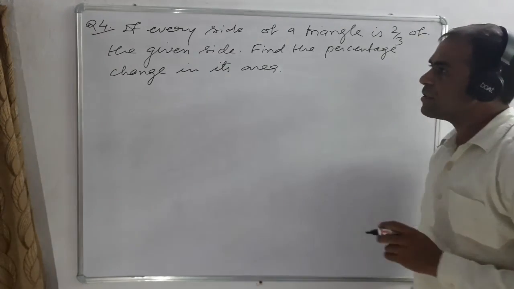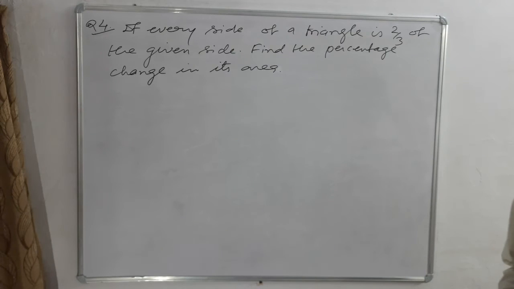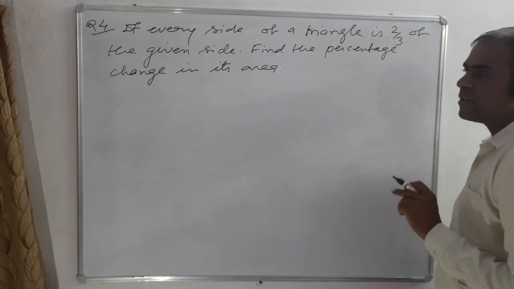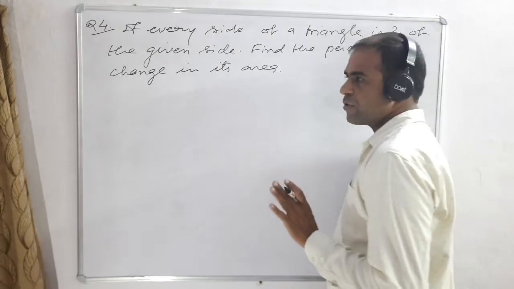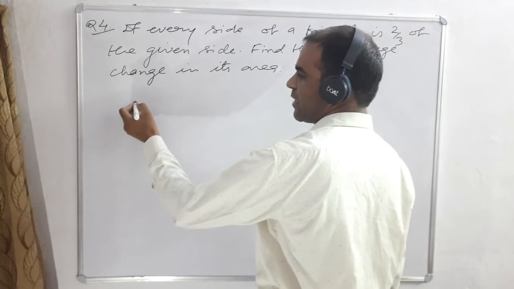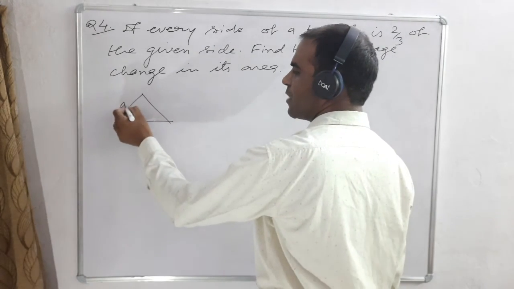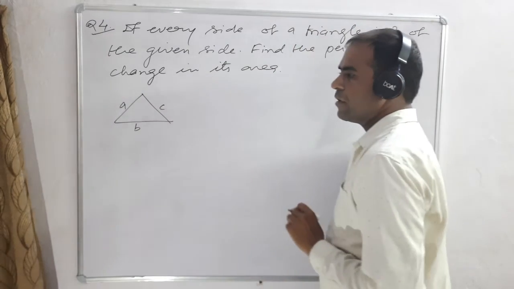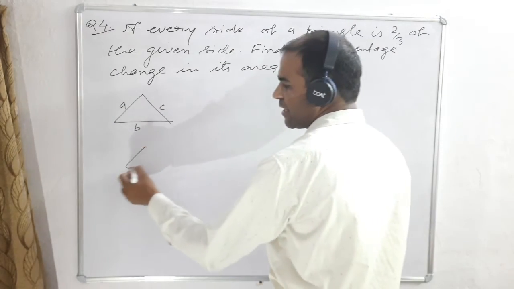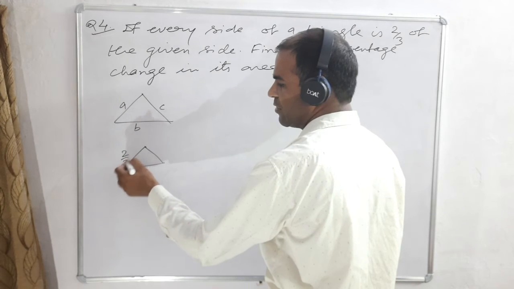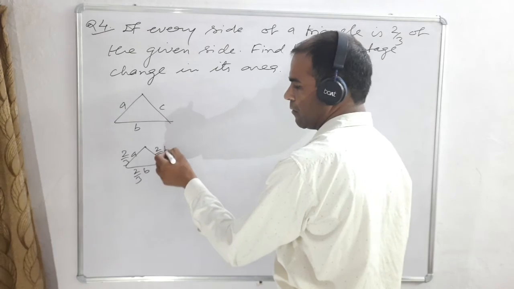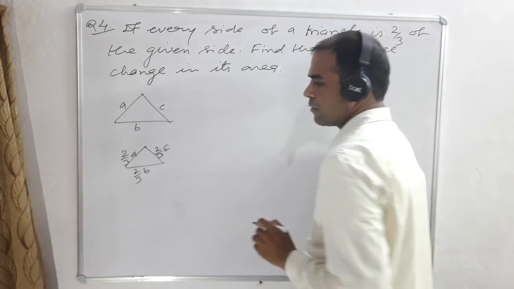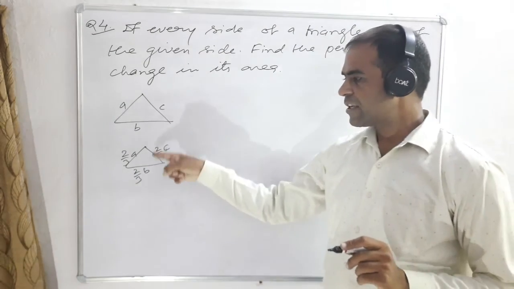Our question 4 is, if every side of a triangle is 2 by 3 of the given side, find the percentage change in its area. एरिया में कितने परसेंट चेंज होगा वो हमें परसेंटेज फाइंड करना है. तो गिवन ए ट्राइंगल whose sides are A, B, C, and if each side is 2 by 3 of the given sides, find the percentage change in its area.